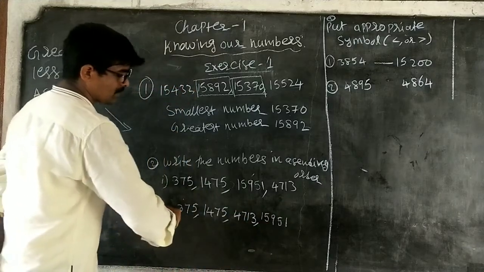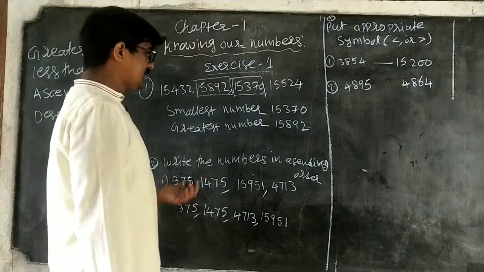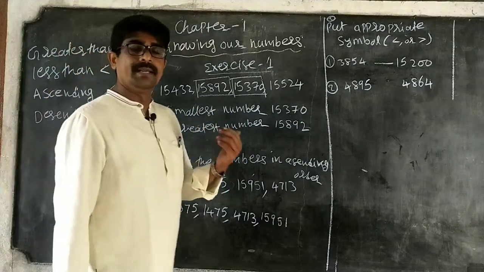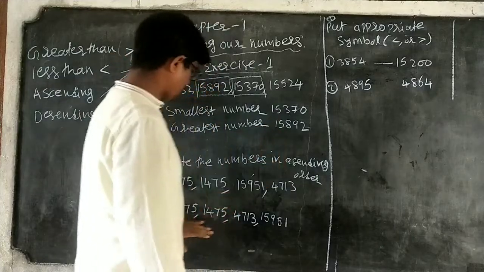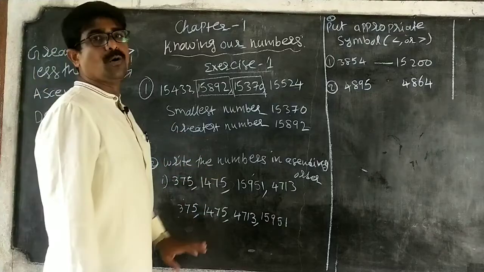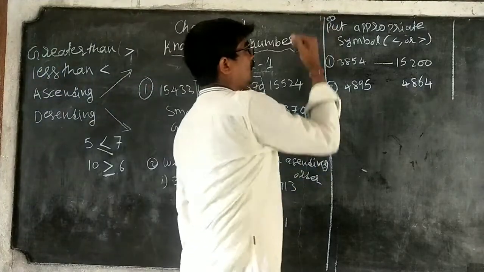Ascending order means small number to big number. Next, descending means big number to small number. This is for ascending. Next, descending is for homework, how to solve it. Next, the third problem.